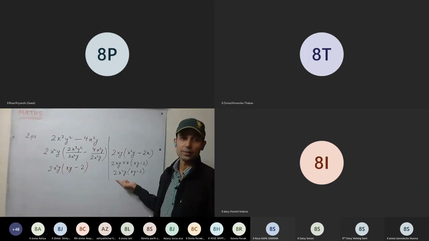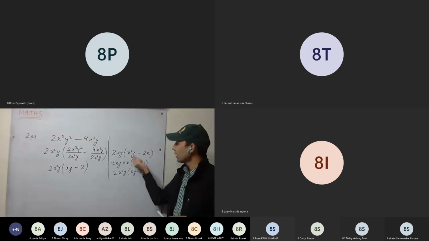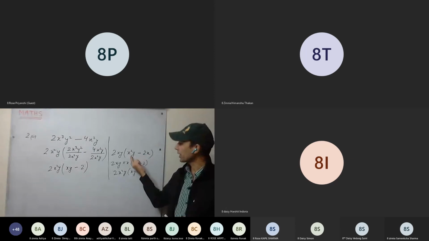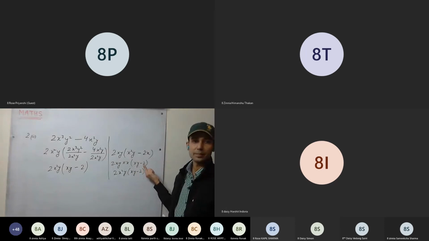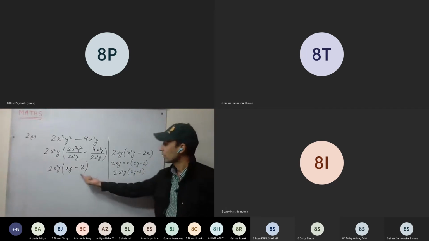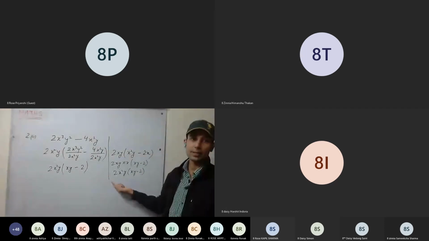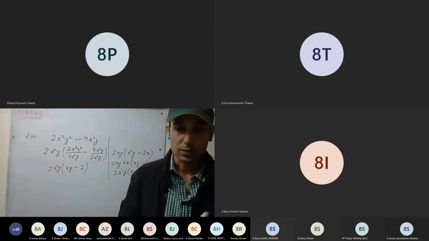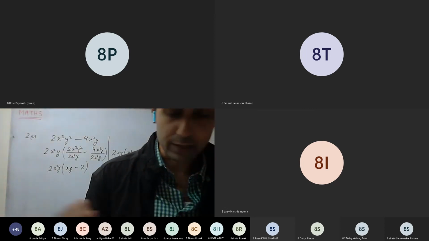Is this clear now? Because here x still remains common, so we have to take x out as well. Now there is no common factor between them. So we are getting the same answer. Is this clear now? Okay. Now move to the first one.